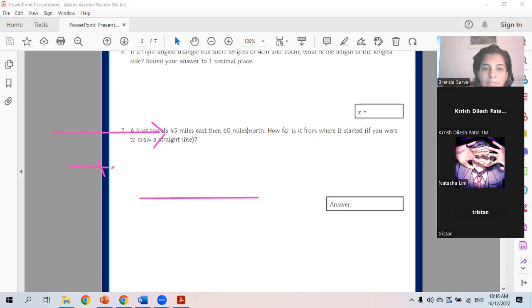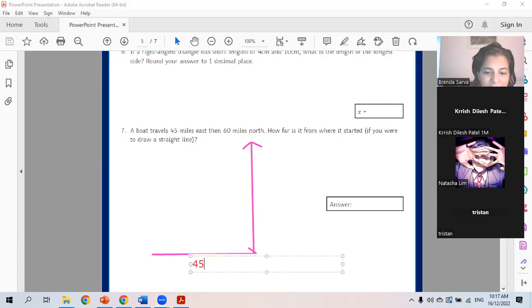Okay, so now I clear my drawing. I put here 45 miles to the east. This is my east. And then 60 miles to the north. This is north. Can you see that? Put in your numbers. This is 45 miles. Okay, not meters. And the other one is 60 miles. You draw it according to the description.